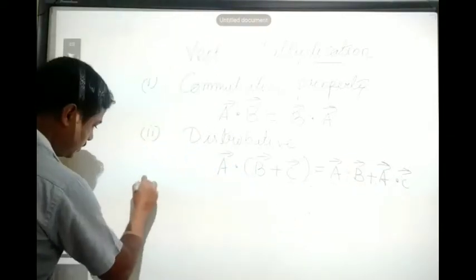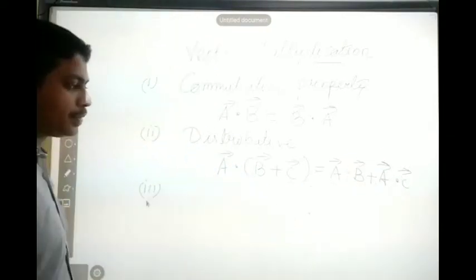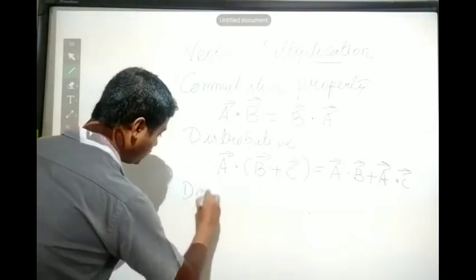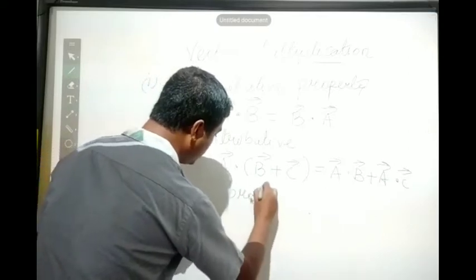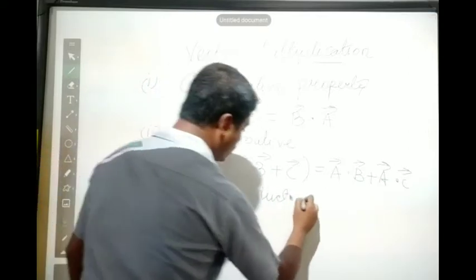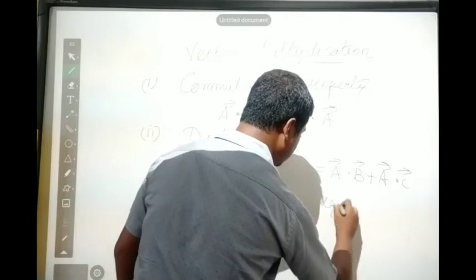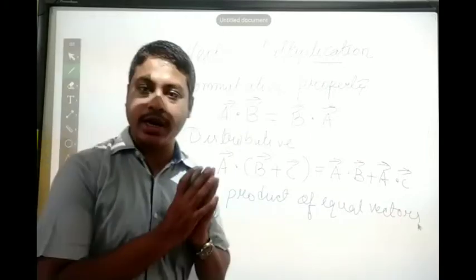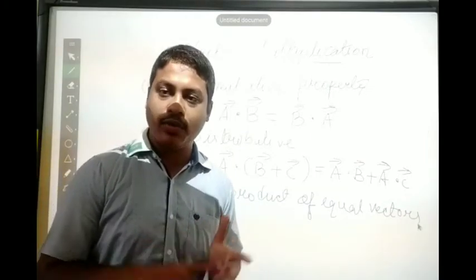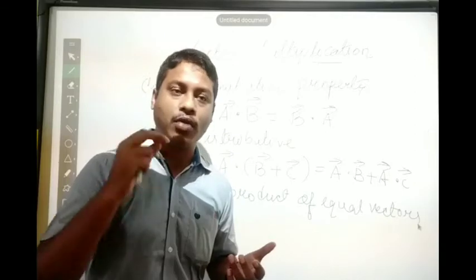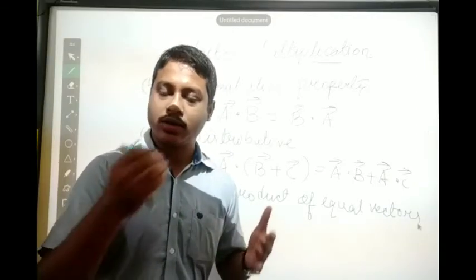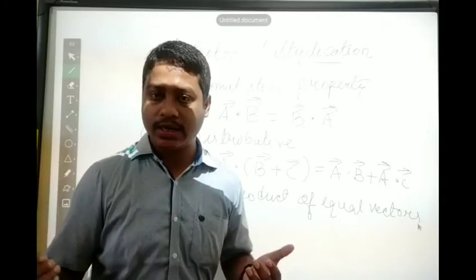Property number 3. Dot product of equal vectors. As you know, we have already done what equal vectors are. Equal vectors are vectors having equal magnitude and also directed in the same direction. So those are called equal vectors.